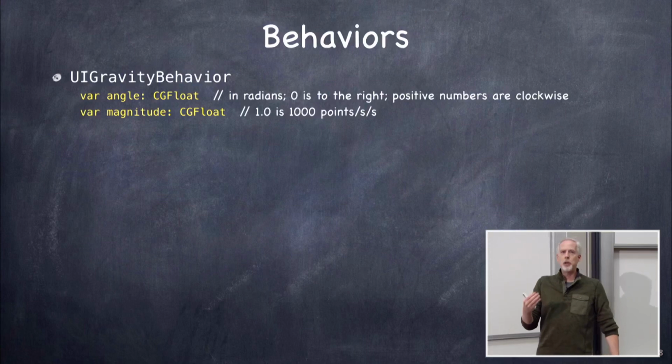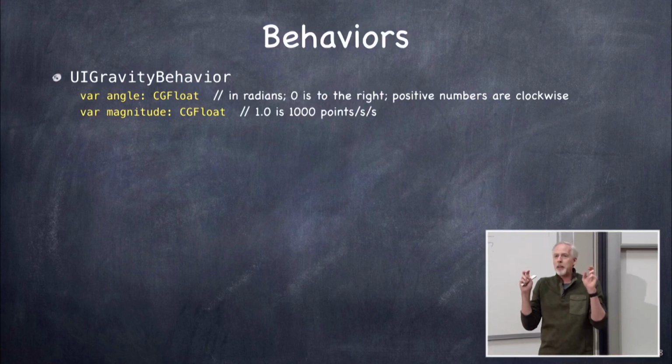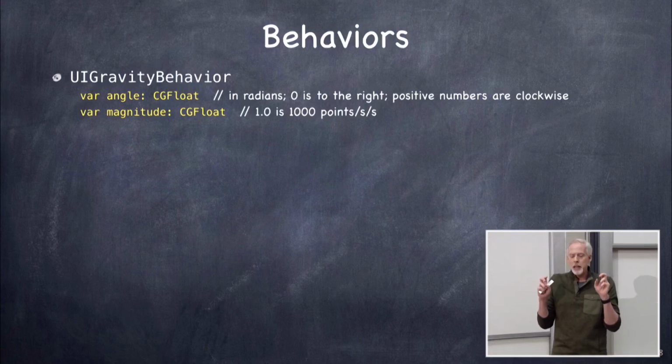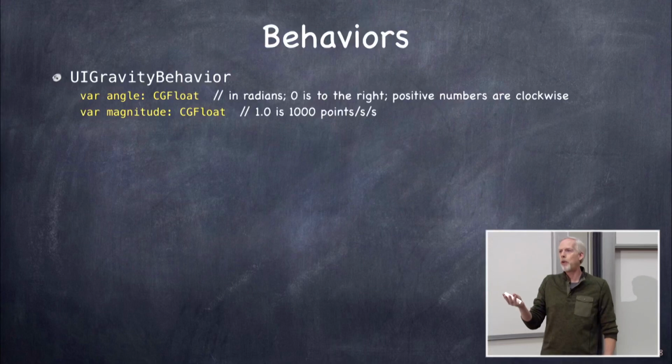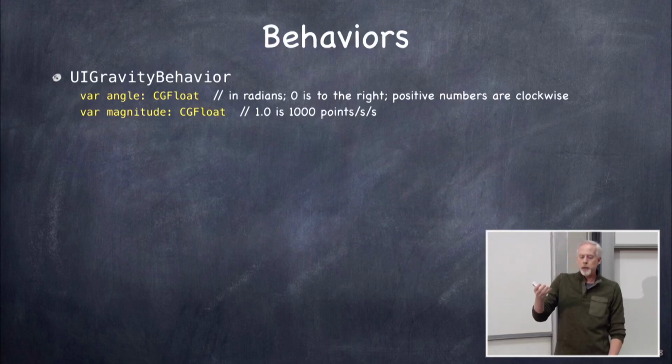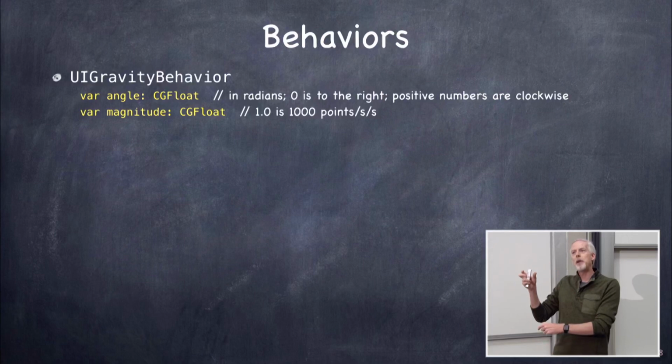And the magnitude, we sometimes call it G, but it's not really G. The magnitude of 1.0 is 1,000 points per second per second. Okay, everyone knows what gravity is, right? It's an acceleration, 9.8 meters per second squared. So this is 1,000 points per second per second. Now what's incredible is 1,000 points per second feels a lot like 9.8 meters per second squared.